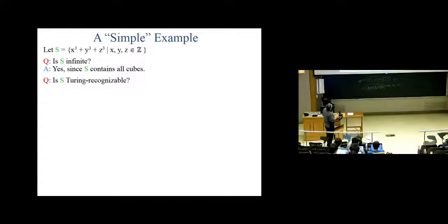So the set of all x cubed plus y cubed plus z cubed, sum of all cubes over all integers, right? Is that set infinite? Yeah, because it contains all cubes. If you set y and z to 0, it's still a set of all x cubes, right? But it's a set of all sums of cubes, not just cubes. x and y and z can be 0, minus, or plus, all the integers. Is it Turing recognizable?